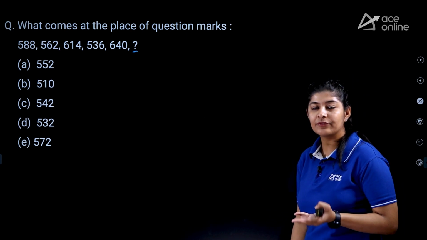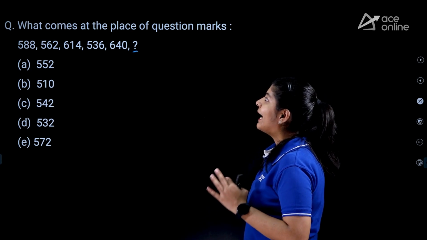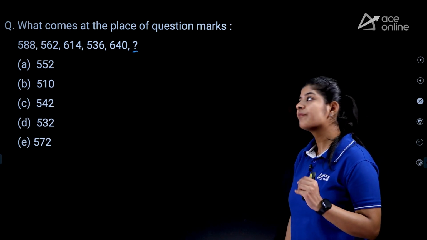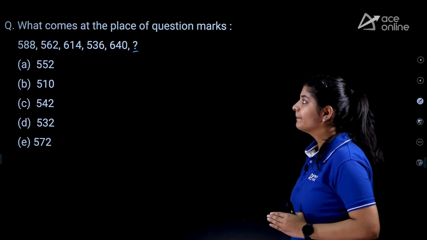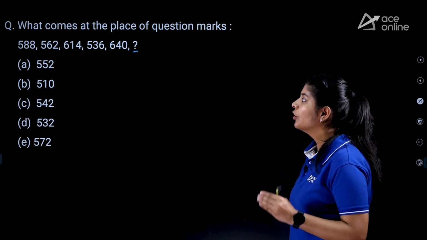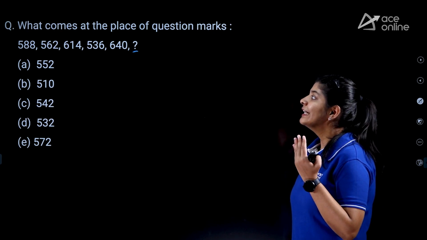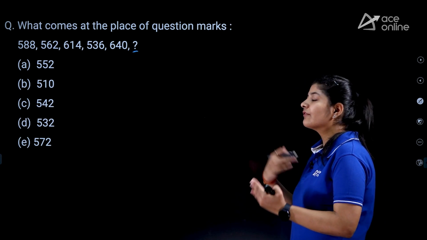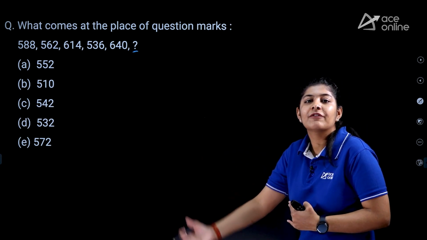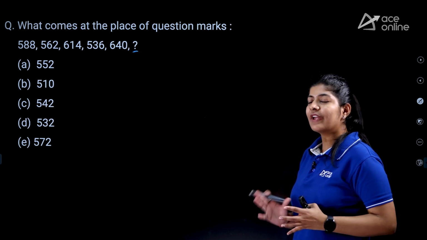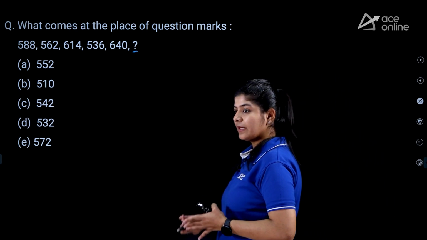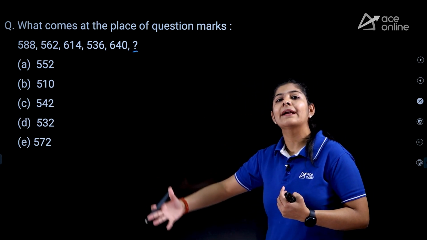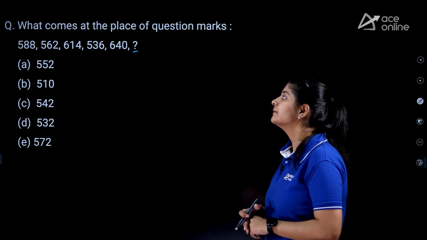We have to find what comes at the place of the question mark, and the numbers that we have are 588, 562, 614, 536, 640. And we have to determine the value which will come after 640. So whenever we have a question from the number series, we have to determine the pattern, and apply the same pattern to that series.